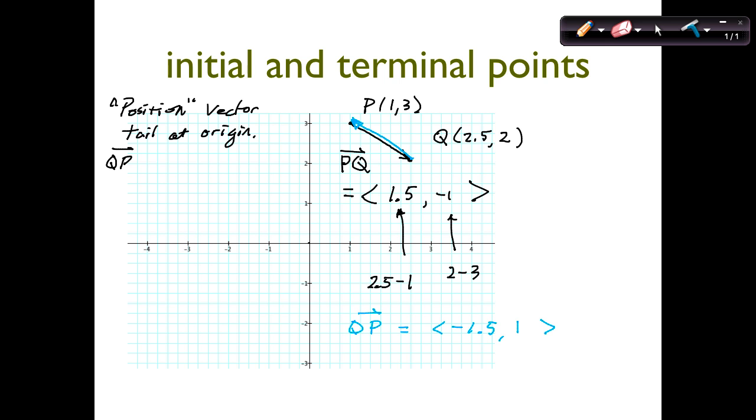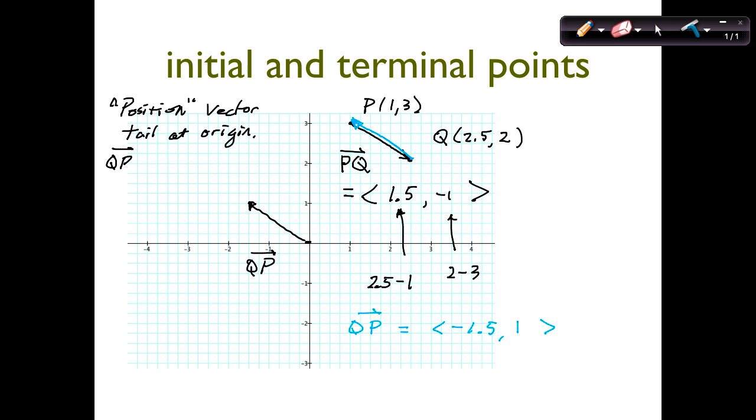So it's going to point, QP is -1.5 and 1, so it's going to be like this. So this is still vector QP, even though the points Q and P have not moved. When we talk about the vector QP, all we care about is the components, the variations, not location, right? So that is QP, but placed in standard position.